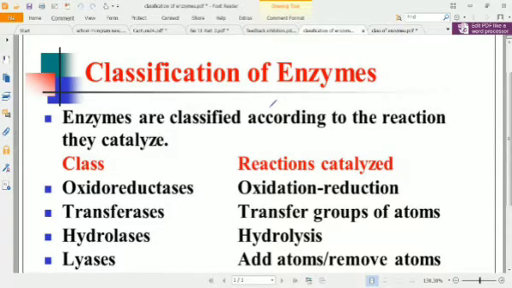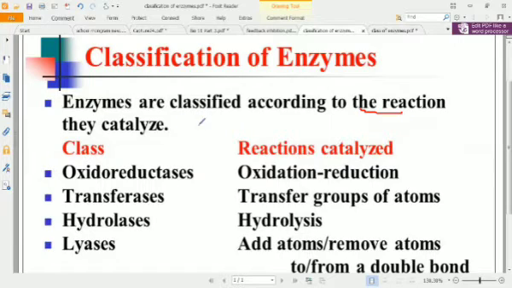Enzymes are classified either on the reaction types they catalyze, as well as on the basis of the substrate. So let's talk about them one by one. You can see here the classification of enzymes based on the reactions they catalyze.